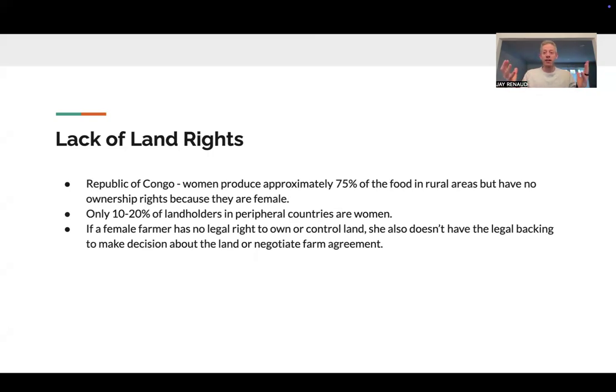I tell my students, what do you need to farm? You need land. You need to own the land, right? And in some countries, women can't even own the land. Only 10 to 20% of landowners in peripheral countries are women. We need to change this. If we change this, we can change the way that we farm and we can combat food insecurity at a higher level and we can feed more people.